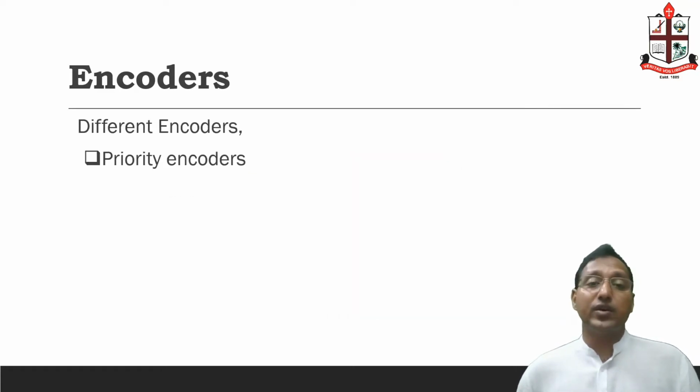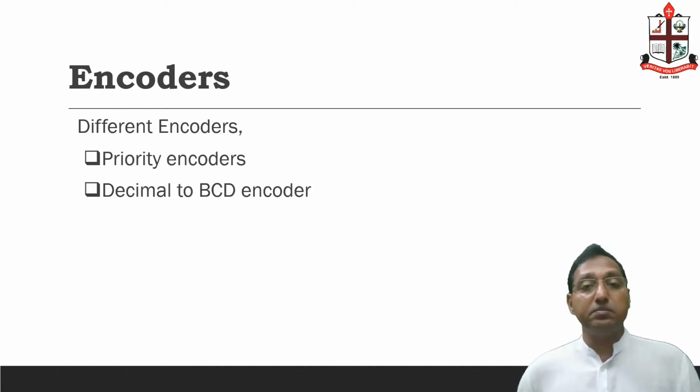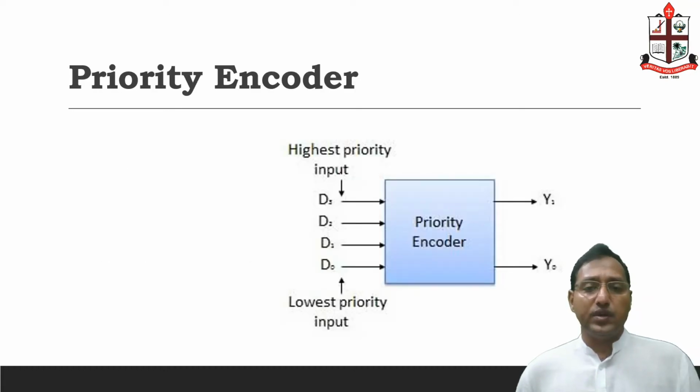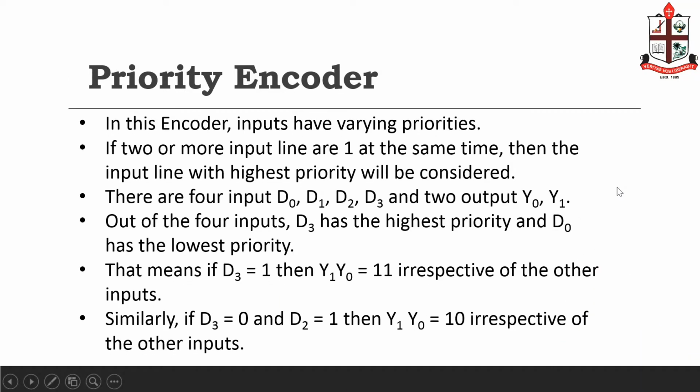There are several encoders. Some of them are priority encoder, decimal to BCD encoder, octal to binary encoder, hexadecimal to binary encoder, and so on. Now let us see a priority encoder, where it takes 4 inputs and delivers 2 outputs. Why is it called a priority encoder? That's because different inputs have varying priorities. Among the 4 inputs, D3 has the highest priority and D0 has the lowest priority.